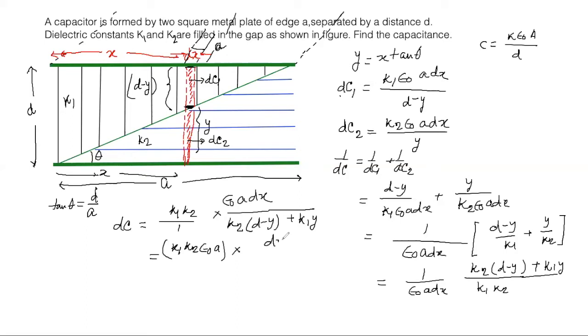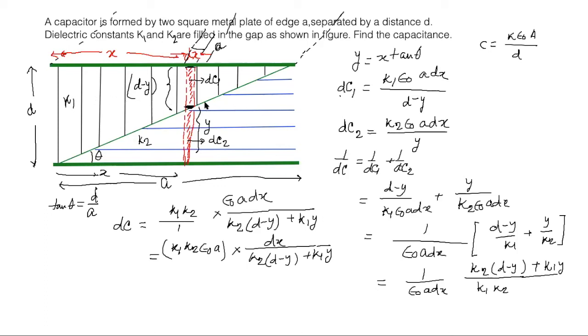So this is basically the integration of K2 D minus Y plus K1 Y, and we already know Y as a function of X. So this can be integrated, I guess. The integration can be done as it is, because you see all those thin strips, if you take some more red strips, all those strips will be in parallel.